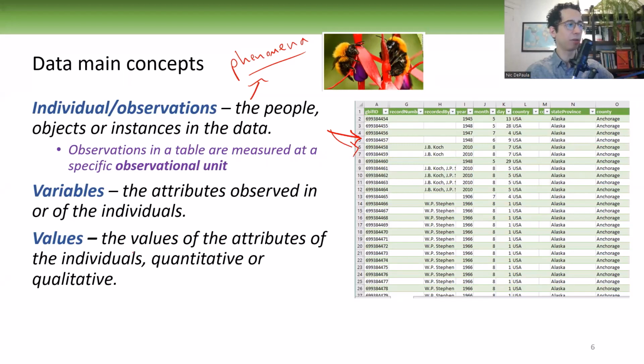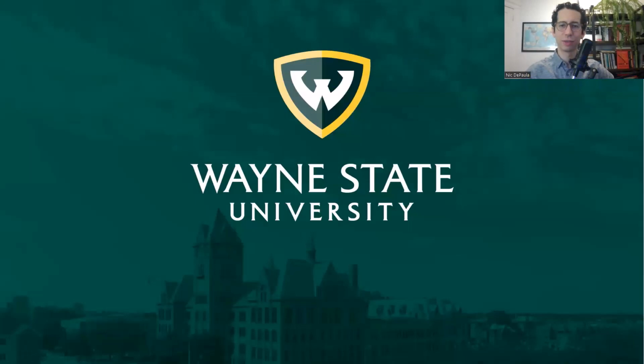And values are the values of the attributes of the individuals, quantitative or qualitative. So the values are the content in the individual cells of the tables. And when we talk about values, the values can be quantitative or qualitative or categorical. So just because we say value, don't assume it's quantitative. Values can also be qualitative. And I'll leave you with this for now, and we'll continue in the next video.